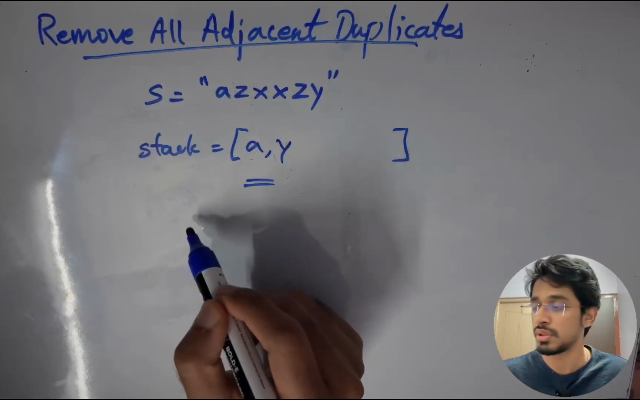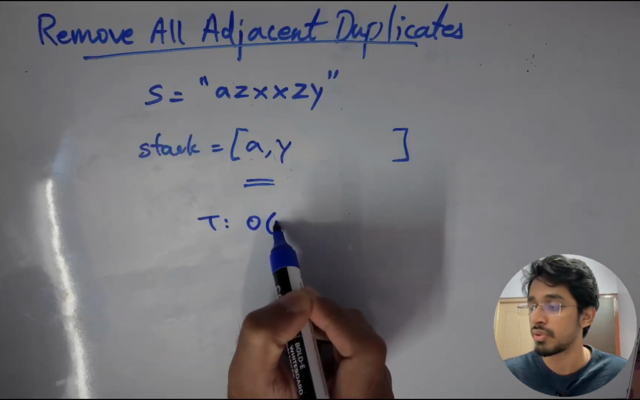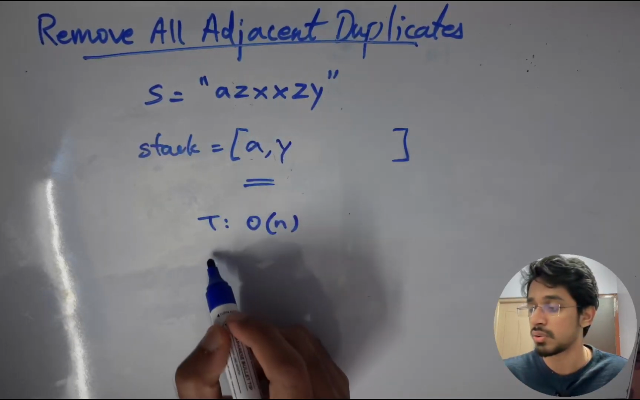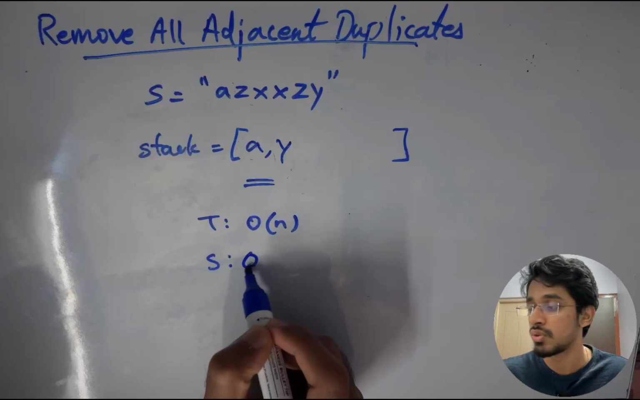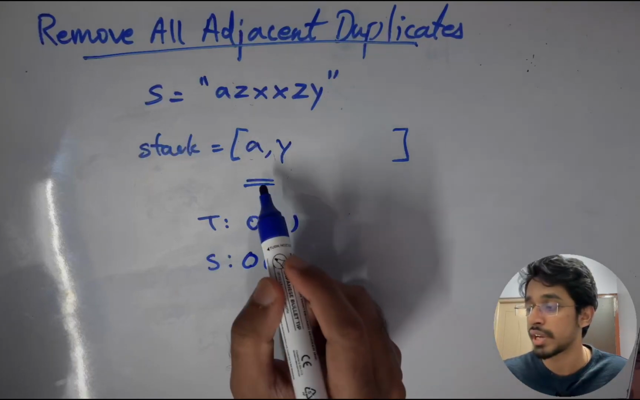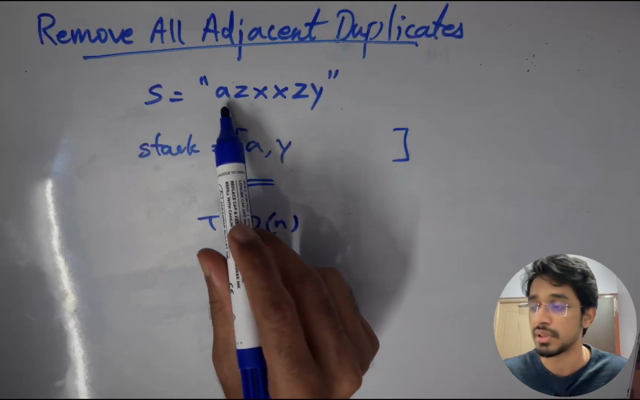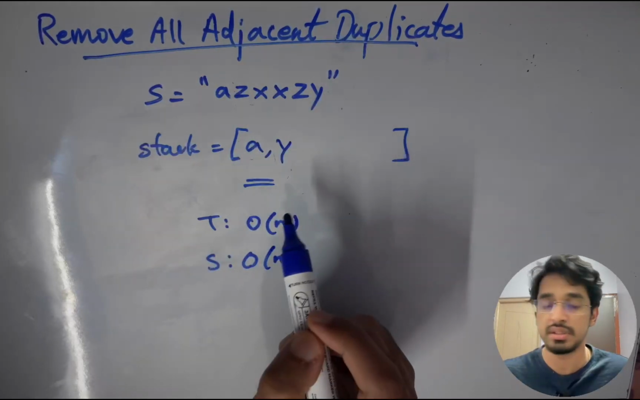And yeah, the time complexity here is O of n, since we are checking every character within the string, and also the space complexity is O of n, since in the worst case the stack can hold all the letters within the given string. Okay, so let's try to code this.